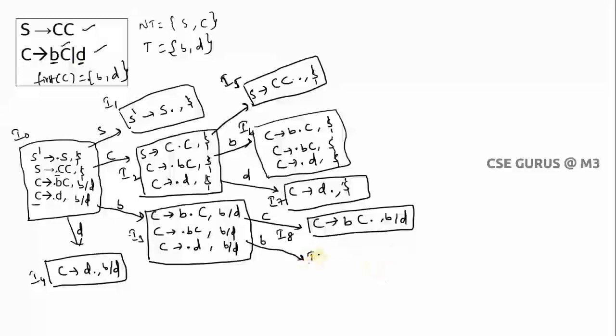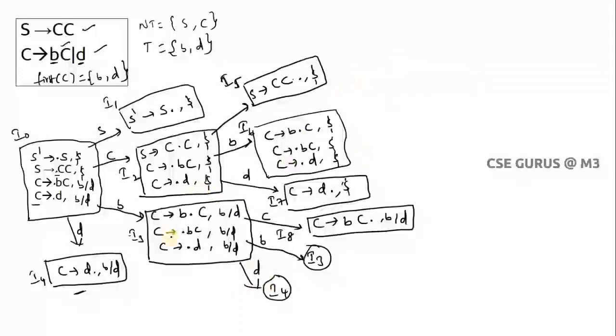So this is I3. Now here you can see the next scanning is D. C tends to dot D will become C tends to D dot, with B by D. Can I write it as I4? Exactly equal, matching, including lookaheads also. So like this you need to do.